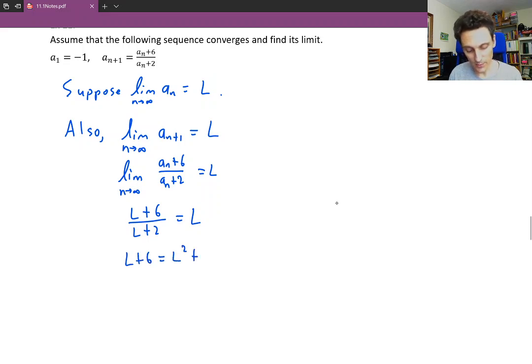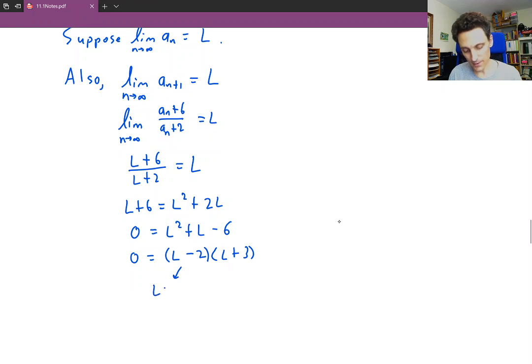We can multiply the L plus 2 over to the right, move all the terms to one side, factor, set each factor to 0, and we get L equals 2 and L equals -3. So it's a little bit weird, like which one is it? If it's going to converge, it can't be going to both of these at the same time, so it's got to just be approaching one of these L values.